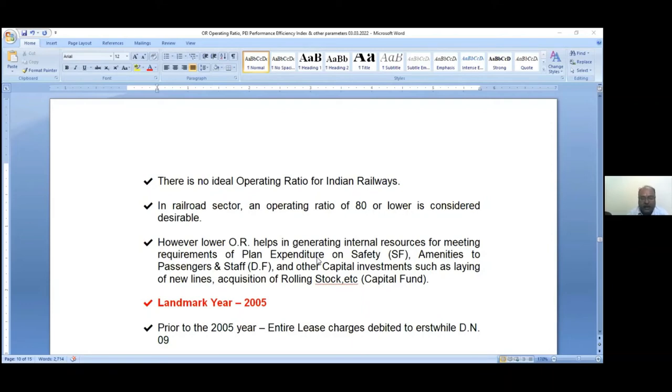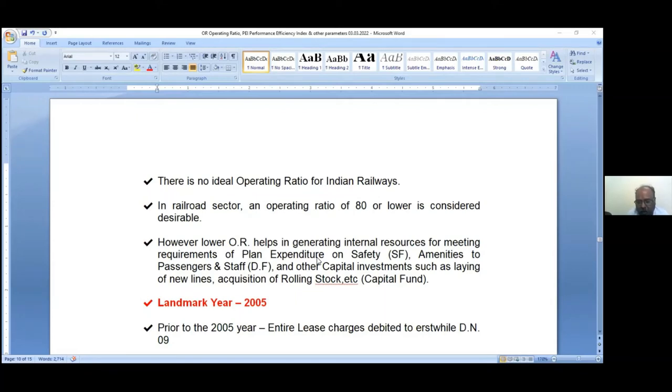Is there any ideal operating ratio? For Indian Railways, there is no such ideal or standard operating ratio. But worldwide, in the railway sector, an operating ratio of 80% or lower is considered desirable or ideal. So what is the advantage of a lower operating ratio? If the operating ratio is low, we have more surplus.